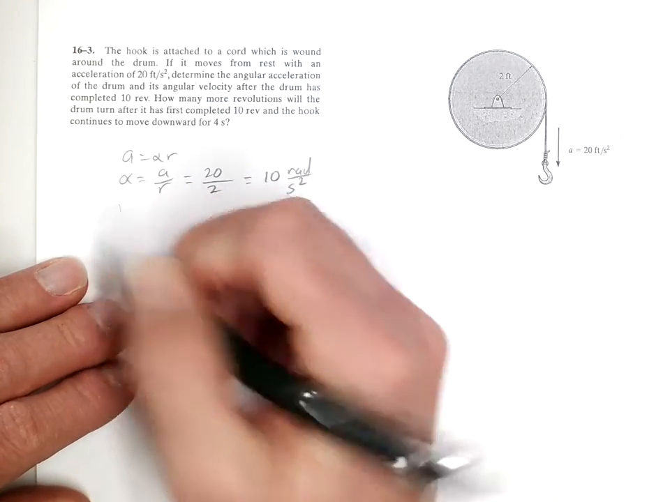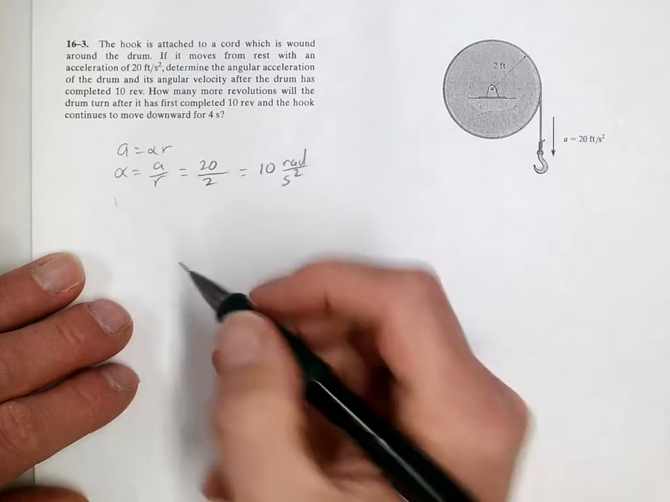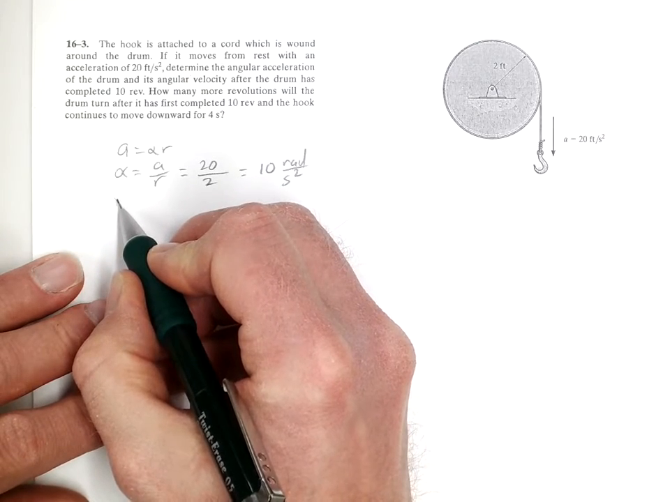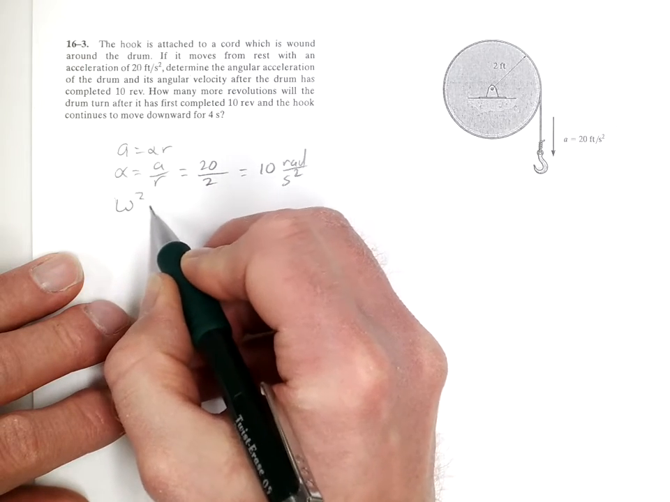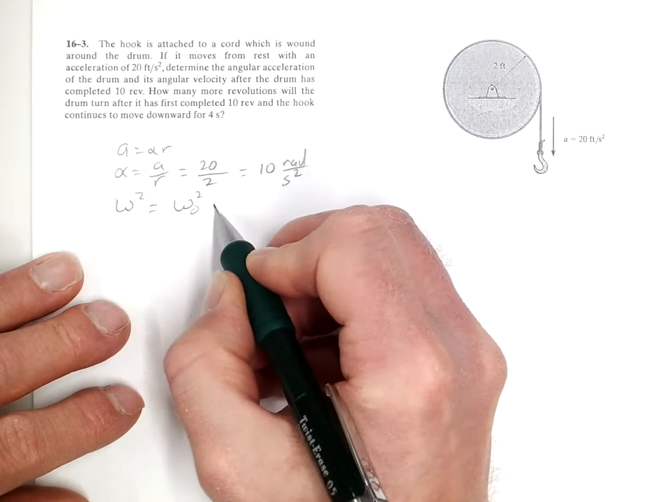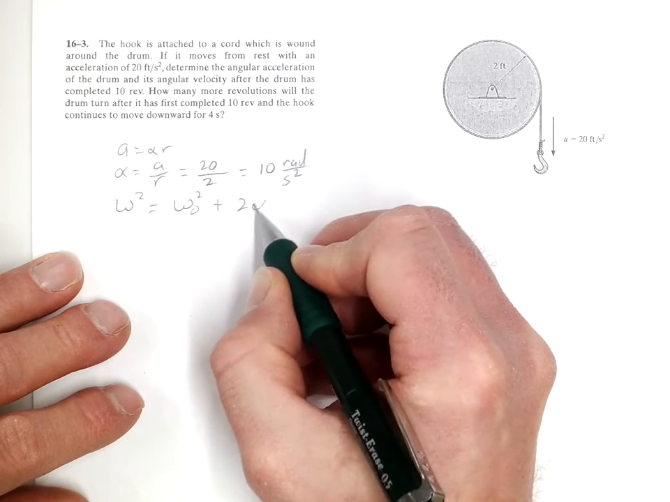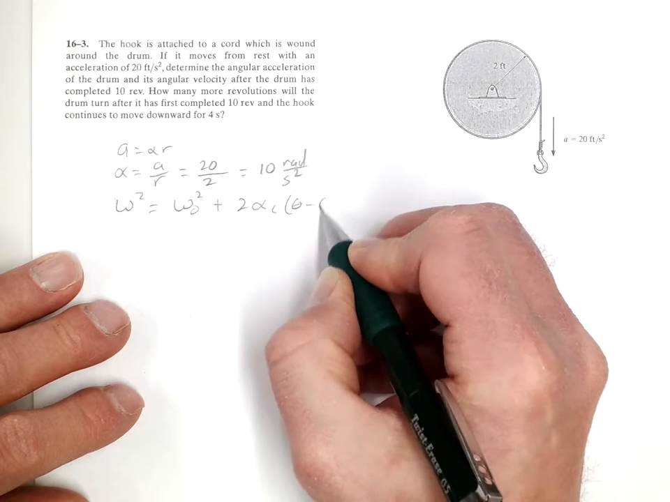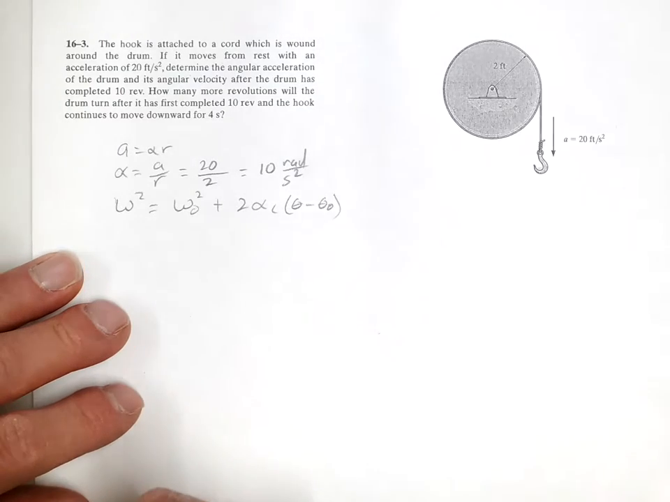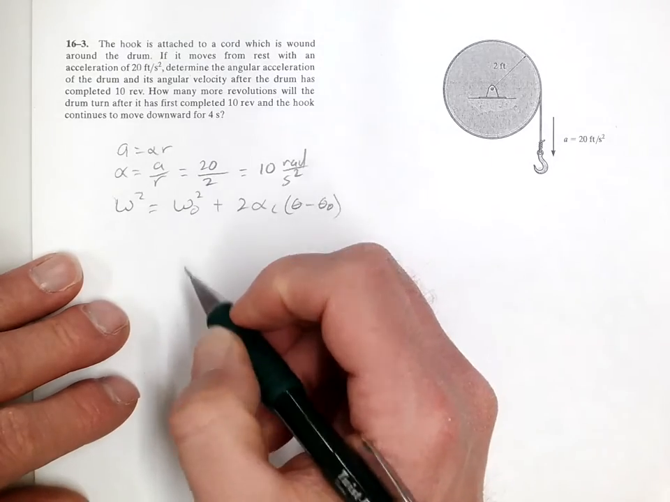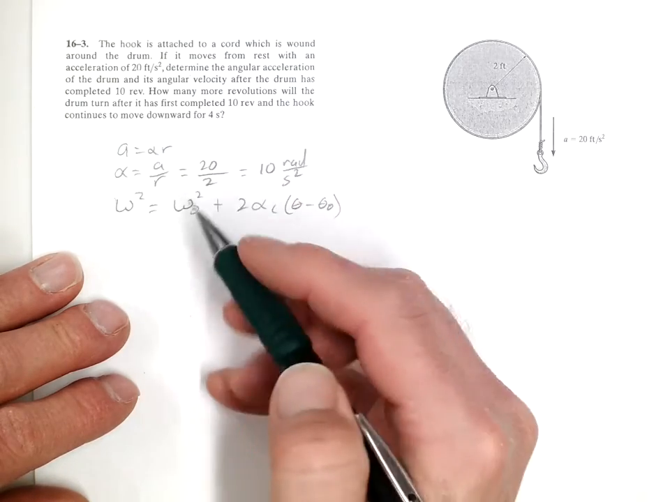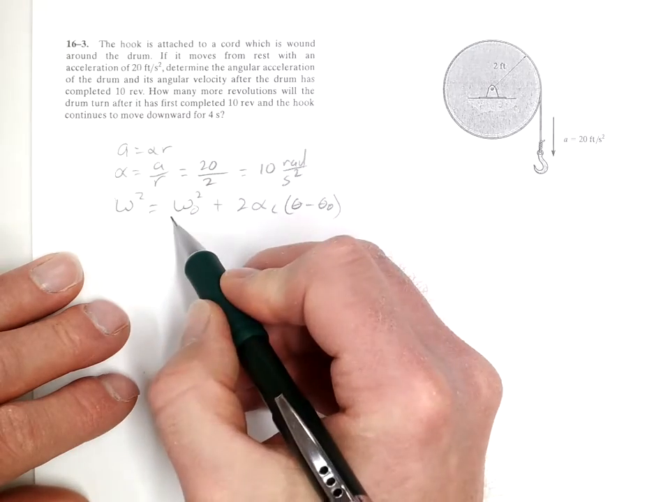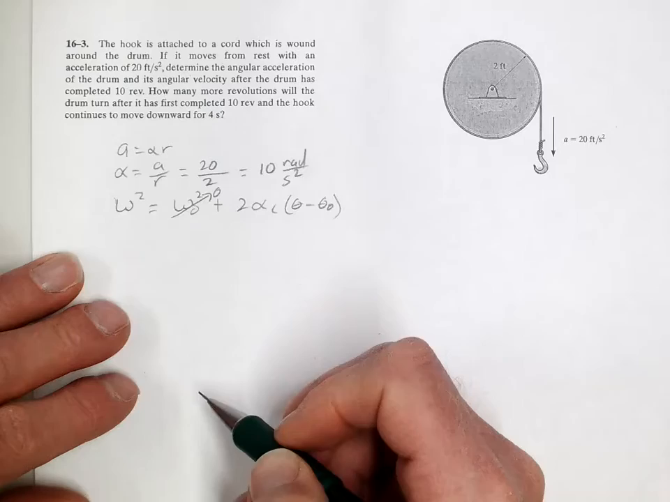Using the equation, because we have a constant acceleration, we can use the equation omega squared equals omega naught squared plus 2 alpha (theta minus theta naught). Okay, and this is to find our angular velocity. So if it moves from rest, therefore omega naught equals 0.